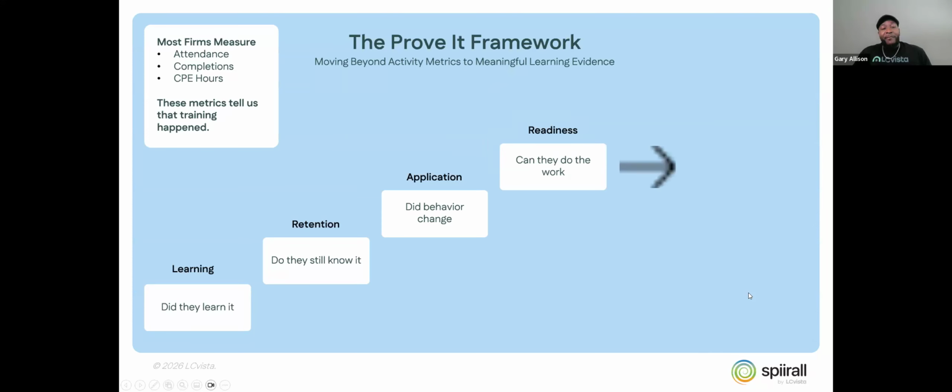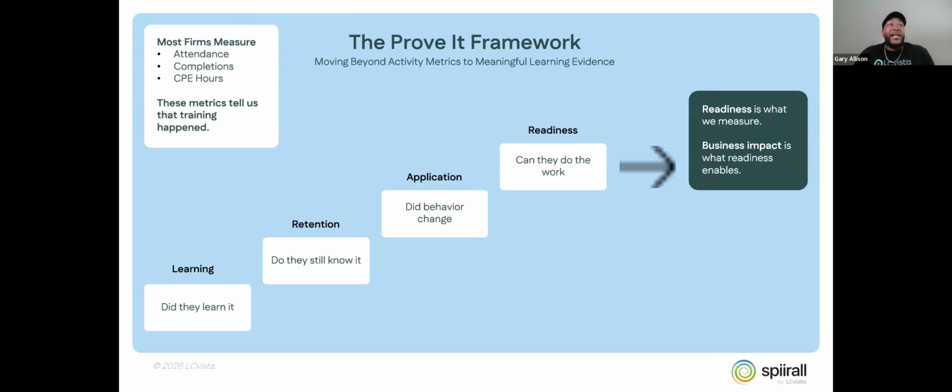So the last step is actually not officially part of the framework, but I'd be remiss if I didn't mention business impact. But to be clear, in this L&D space, readiness is what we're measuring, but business impact is what readiness enables. So we're looking at a framework that's trying to move from activity metrics to evidence to impact.